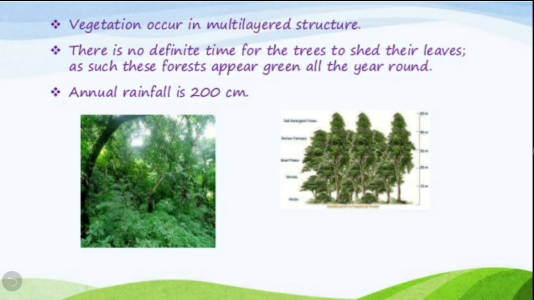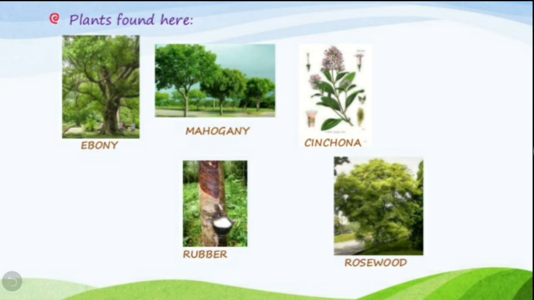Children, why is there no definite time for the trees to shed their leaves, or we can simply say why don't the trees shed their leaves? The simple reason is because there is rainfall throughout the year, as annual rainfall is 200 centimeters. So it keeps the vegetation green all through the year and the trees do not shed their leaves in any of the seasons. And the plants which are found here are ebony, mahogany, cinchona, rubber and rosewood.